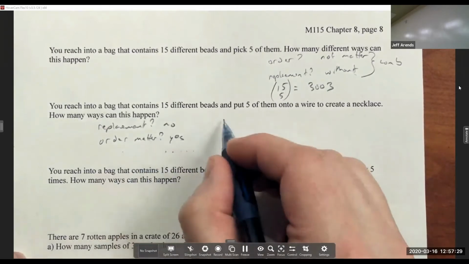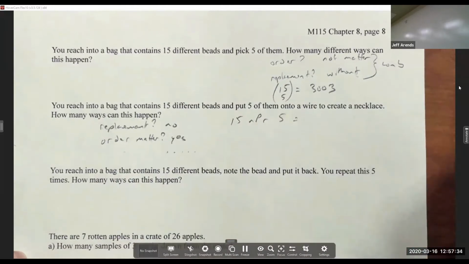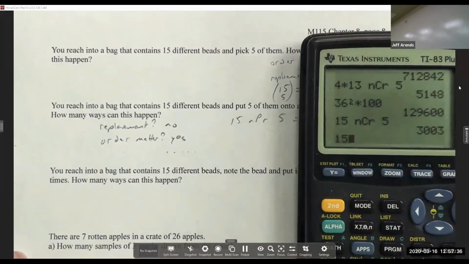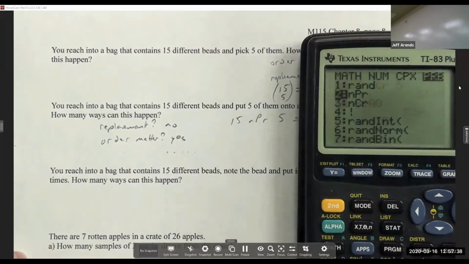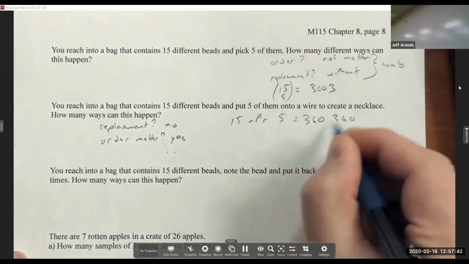So this would be 15 nPr 5. Asking my calculator that number, 15 nPr 5, gives me 360,360.